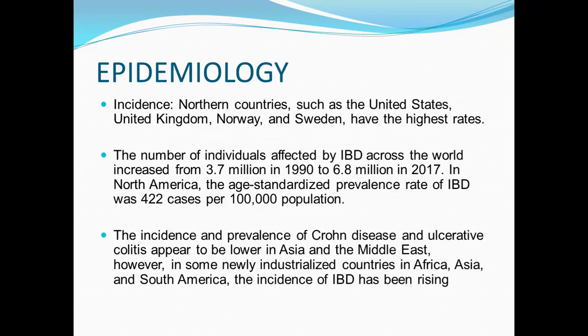We talk about the epidemiology. The incidence is high in northern countries such as the United States, the UK, Norway, and Sweden. The number of individuals affected by IBD across the world increased from 3.7 million in 1990 to 6.8 million in 2017. In North America, the age-standardized prevalence rate of IBD was 422 cases per 100,000 population. The incidence and prevalence of Crohn disease and ulcerative colitis appear to be lower in Asia and the Middle East. However, new studies have shown that newly industrialized countries in Africa, Asia, and South America have started having an increasing incidence of IBD.